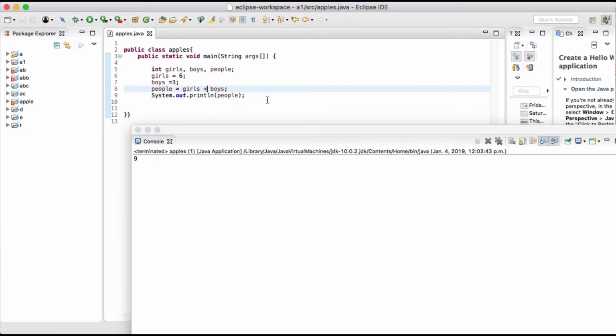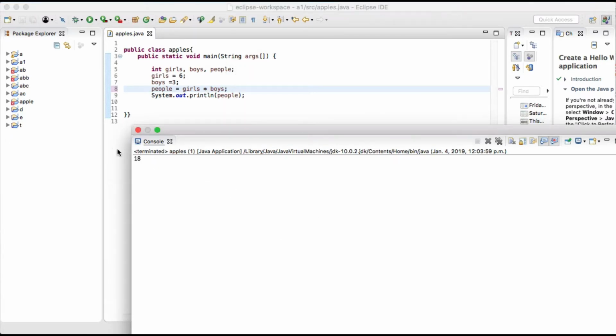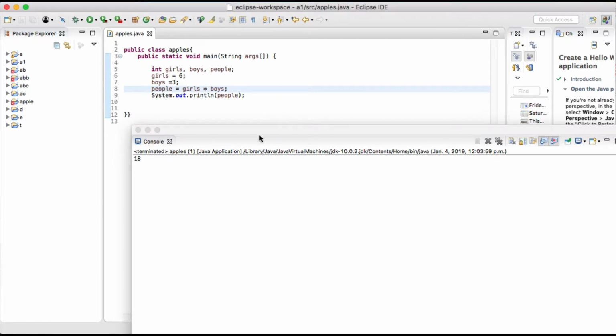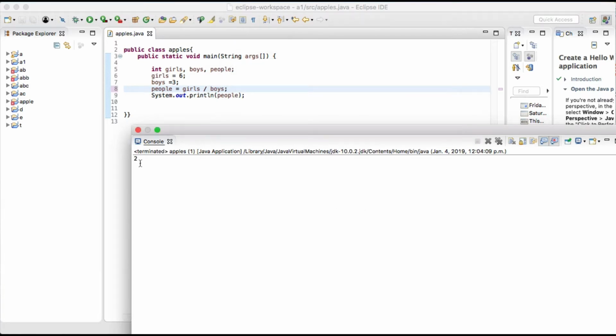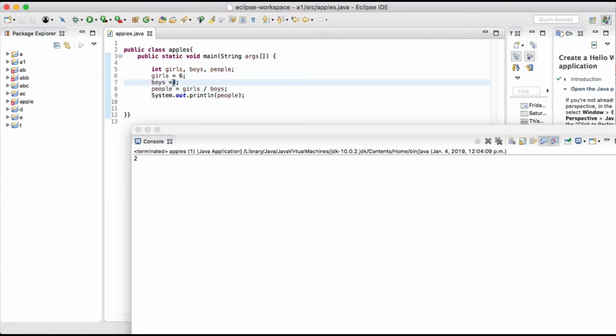Now let's do the multiplication. To do the multiplication, you have to use the asterisk sign, and if you multiply, you should get 18. So we are getting 18 right here. And to do the division, we should use backslash. If you use backslash, you get 2. And to do the subtraction, we just put minus, 6 minus 3.